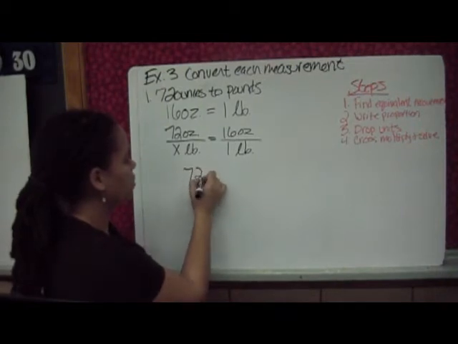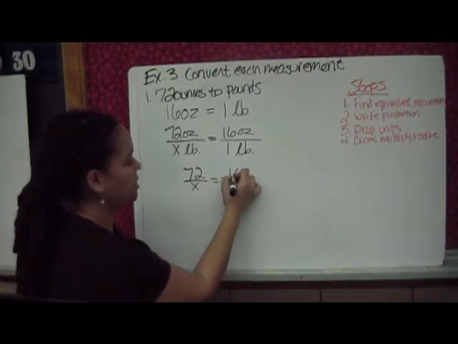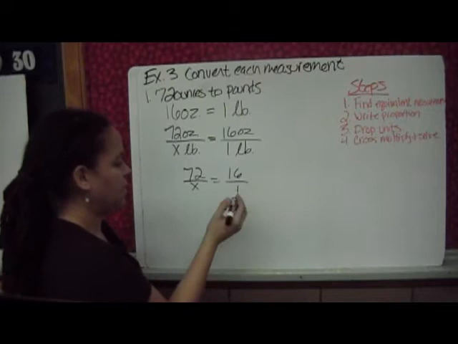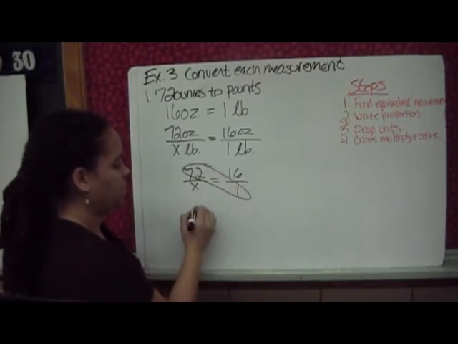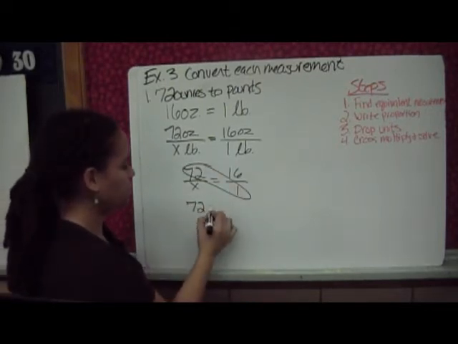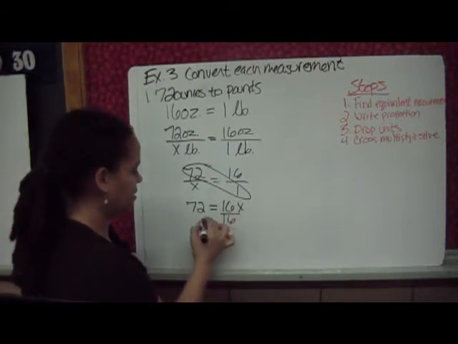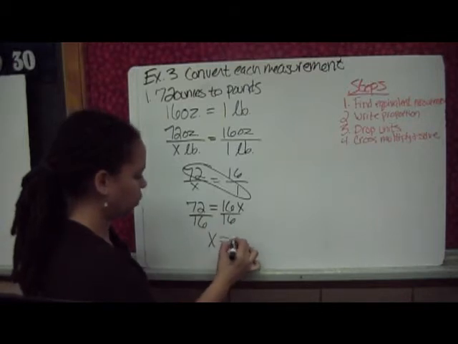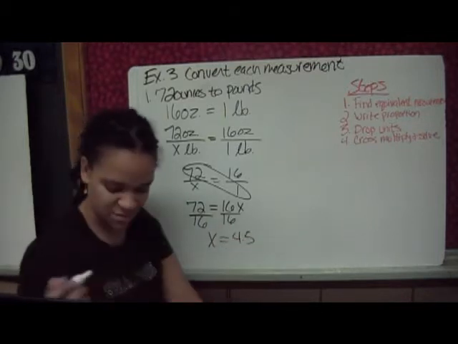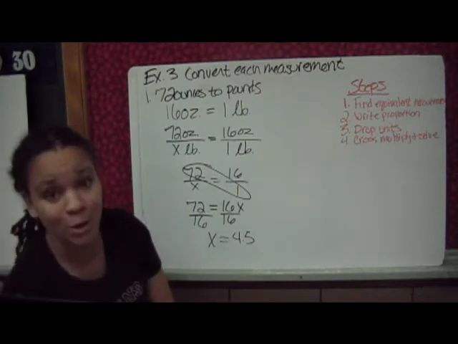So 72 over x is equal to 16 over 1, and now we would cross multiply. So 72 is equal to 16x, divide by 16, divide by 16, and x is equal to, I think it's 4.5. Does that sound about right? Check my work and let me know.